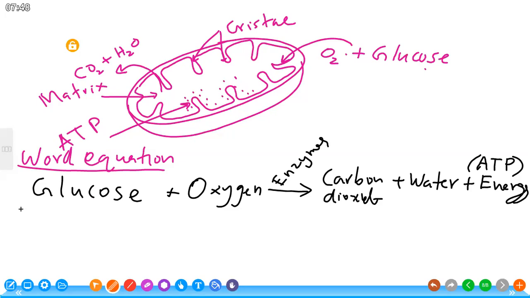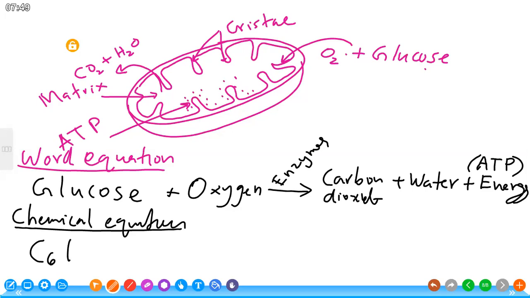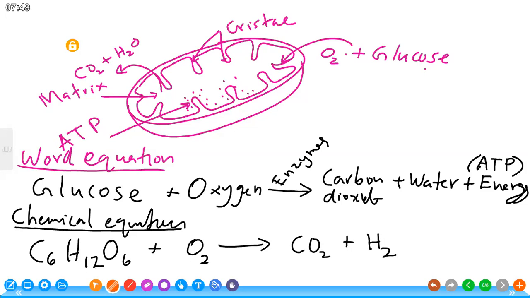Then the balanced chemical equation. When you write the chemical equation, you have to balance it. Glucose, C6H12O6, plus oxygen, gives CO2 plus H2O plus energy, ATP. By balancing, one glucose molecule plus six oxygen molecules produces six carbon dioxide molecules and six water molecules. That is the balanced chemical equation for cellular respiration.